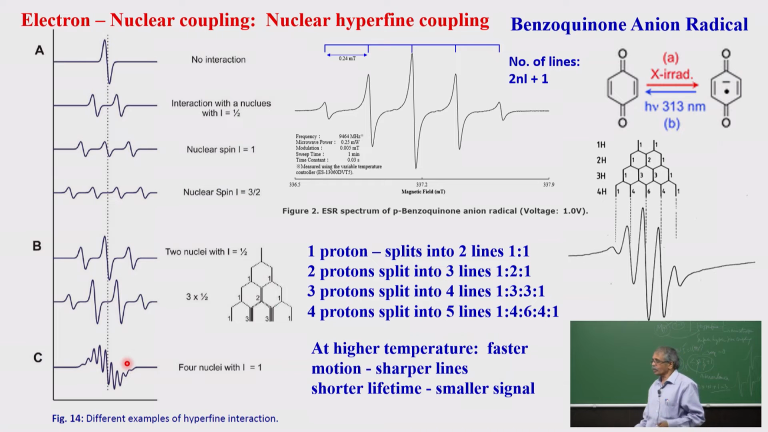Now let us look at one example immediately. We are going to see many more examples at a later stage, but at this juncture, let us look at at least one. This particular material can be the paradiquinone. If you irradiate with X radiation, that will create a radical, an anion radical.